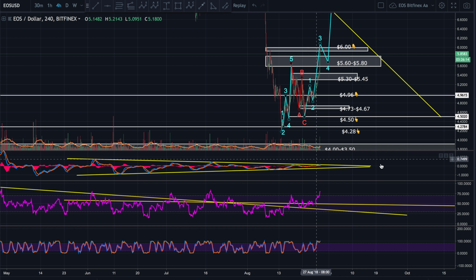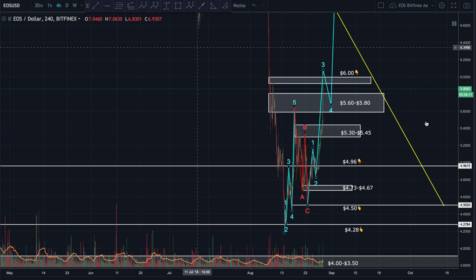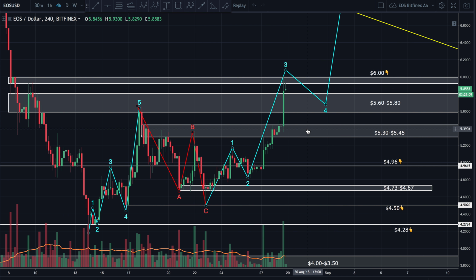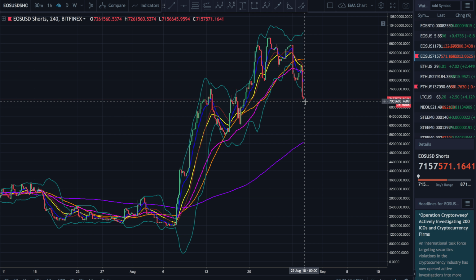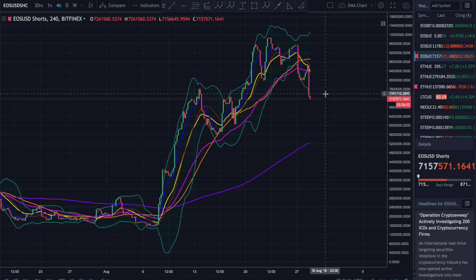So let's wait and see how that plays out, guys. But it's interesting how things are coinciding very nicely with that wedge. If we come in here and look at the short positions, shorts are starting to drop.